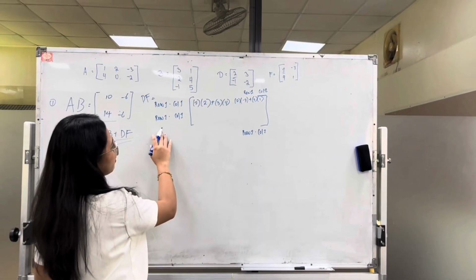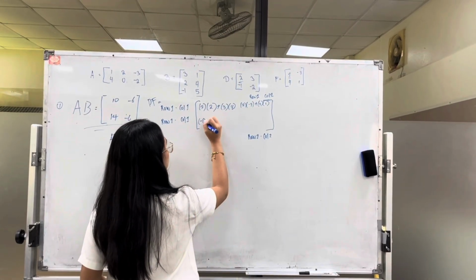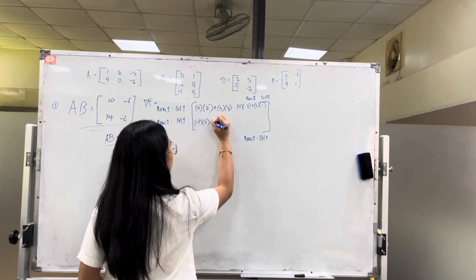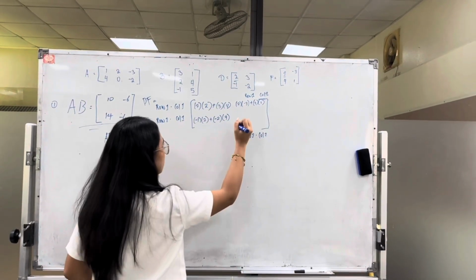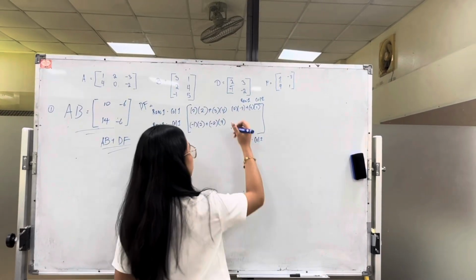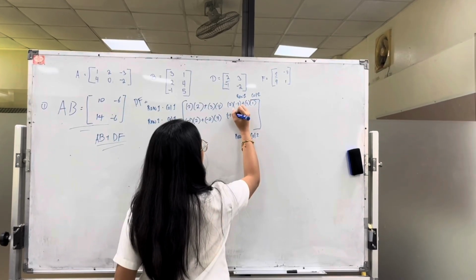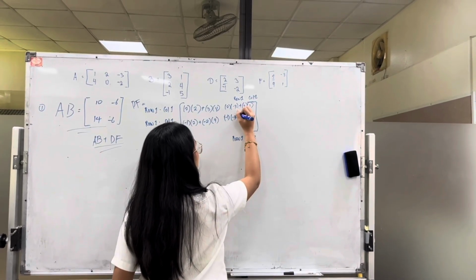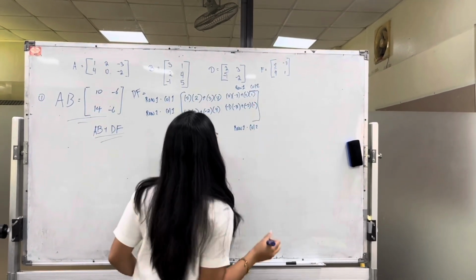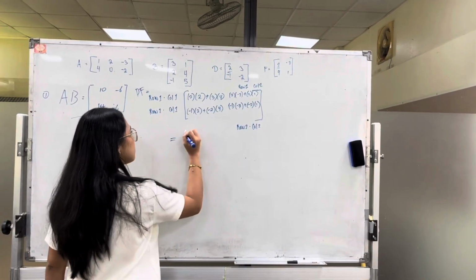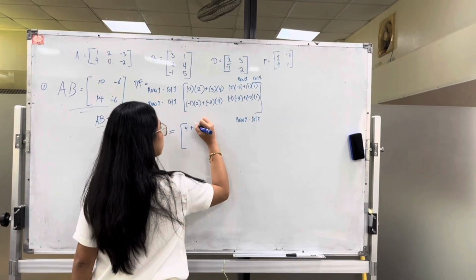So we go on further with row 2 that multiplied to column 1. We have negative 1 multiplied to 2 plus negative 2 multiplied to 4. And next, row 2 multiplied to column 2. So this is our row 2. We multiply negative 1 with negative 3 plus negative 2 multiplied to 1. So we are going to solve this.